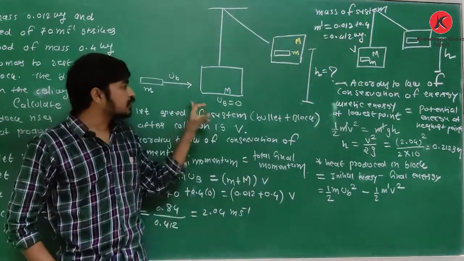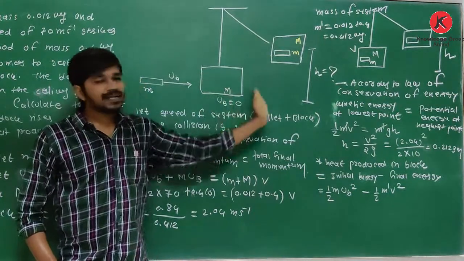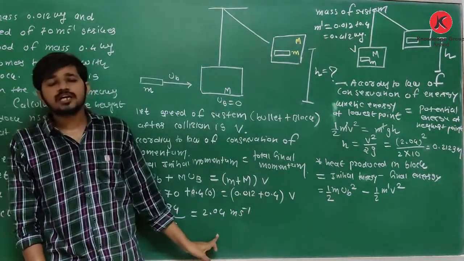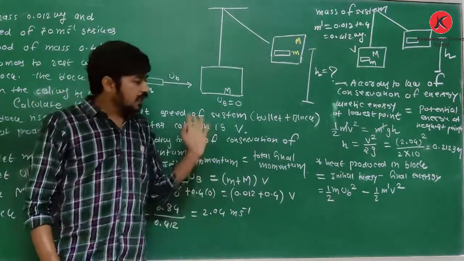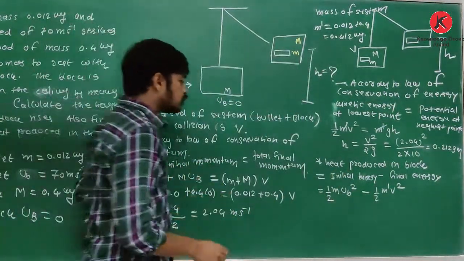Finally, what happens after collision? The block and bullet are moving as a whole with speed v. So it is half m dash v square. Clear about this? Now put in the values.